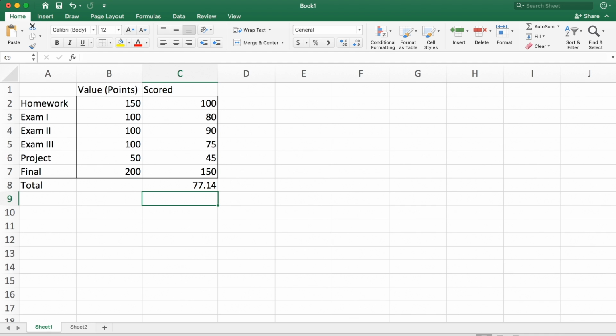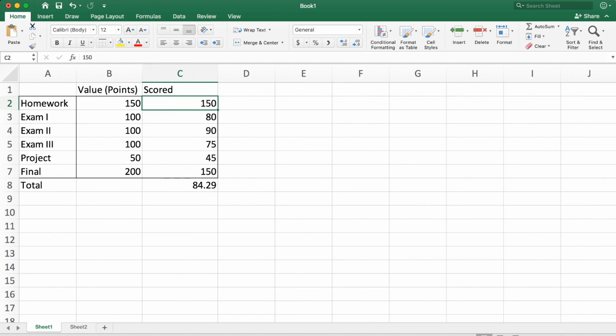But now once you have this, you can start to play around with your data a little bit. What would happen if we got 100 on the final? Well, then we'd have an 84. Let's go back. What would happen if, instead of doing 2/3 of the homework, we actually did all of the homework and we earned all 150 points? Well, that jumps our score up quite a bit to an 84.